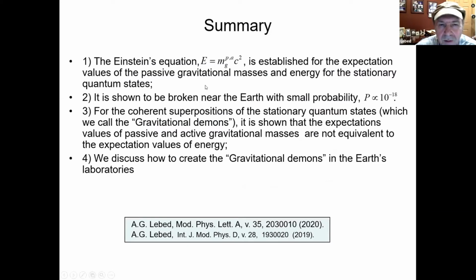So this is just a summary. We established the Einstein equation for ordinary matter, but for ordinary matter, there is a small probability that individual quantum measurements give you a different result. But for non-ordinary matter, for gravitational demons, and this is in contrast to Maxwell demons. You know that it is impossible to get Maxwell demons which break the second law of thermodynamics, but I found that it is possible to get gravitational demons. The Einstein equation is broken.